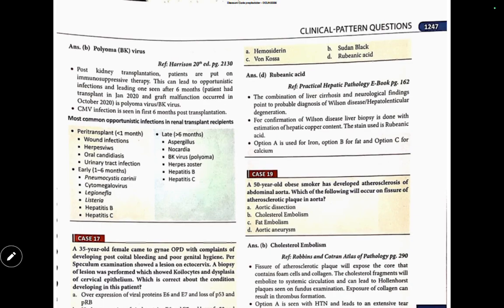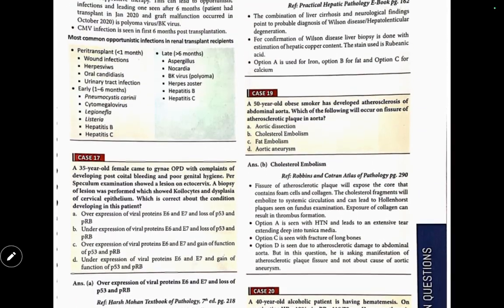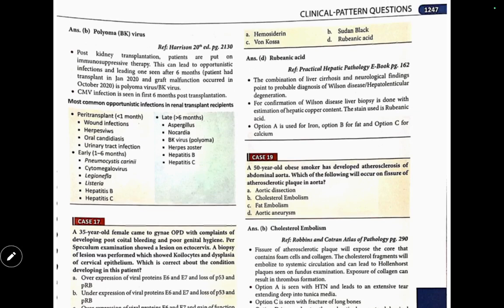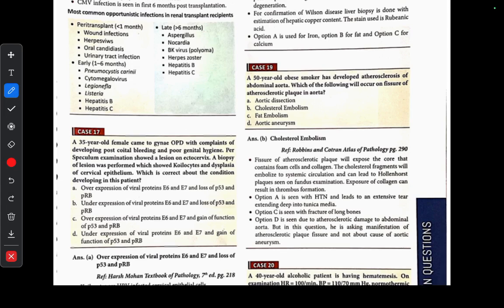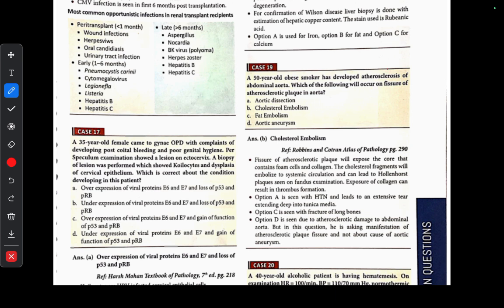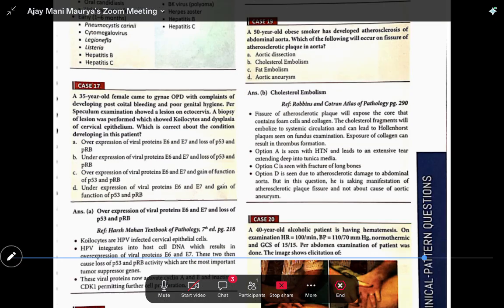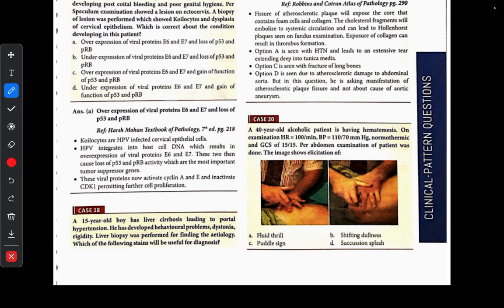17th. Yeah. See here, 19th one here. A 50-year-old obese smoker had developed atherosclerosis. So atherosclerosis, whenever you see atherosclerosis, it's going towards what? Athero means what? This is the cholesterol. Your cholesterol embolism. Okay. See here, this is very easy.